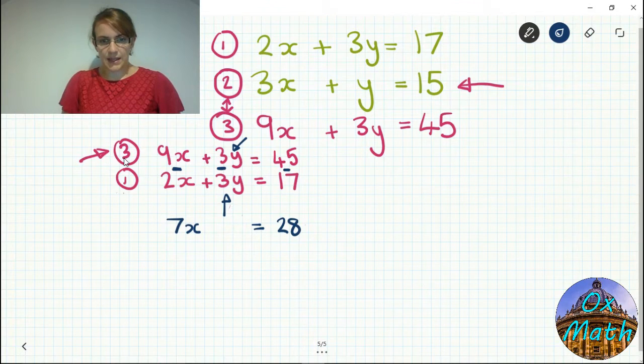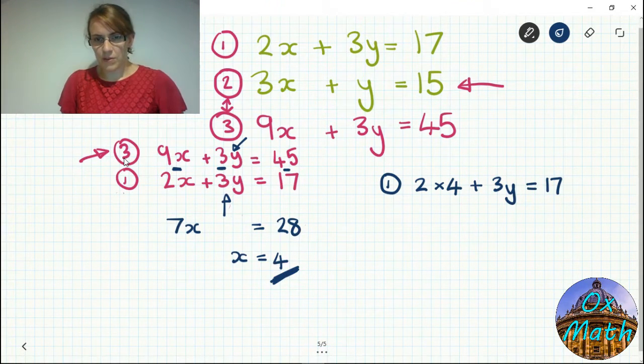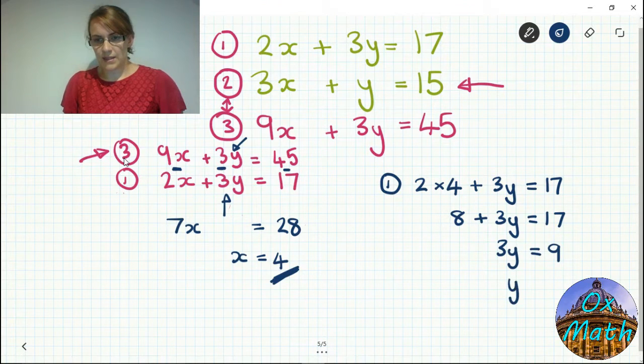So if 7x equals 28, then we know that x equals 4. The process is then the same as we did before. I'm going to use equation 1 and plug my x value into equation 1. So 2 times x, which is 4, plus 3y equals 17. So 2 times 4 is 8. 8 plus 3y is 17. Take the 8 away. 3y is 9. And then divide that by 3 to get y equals 3.